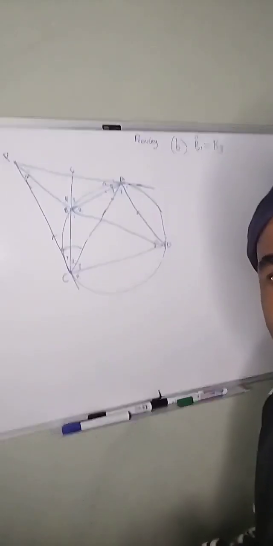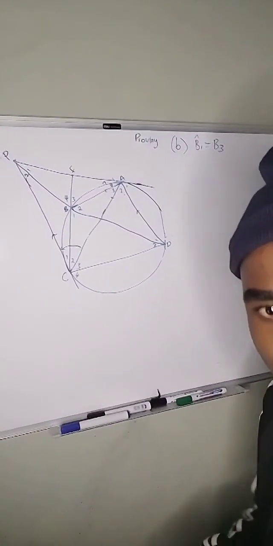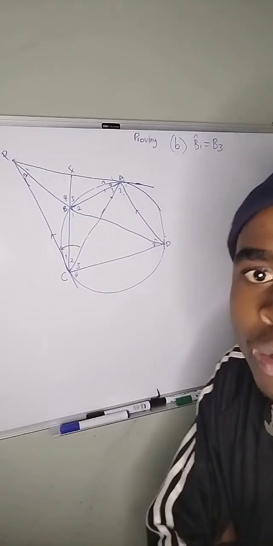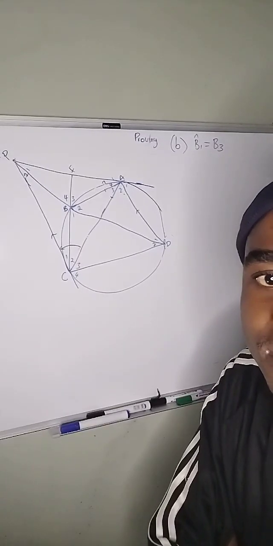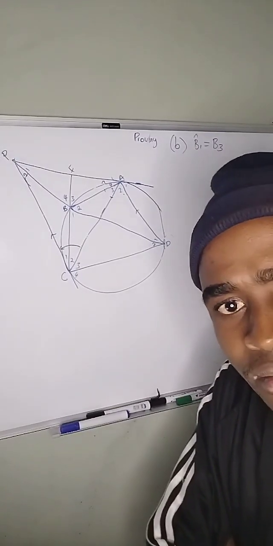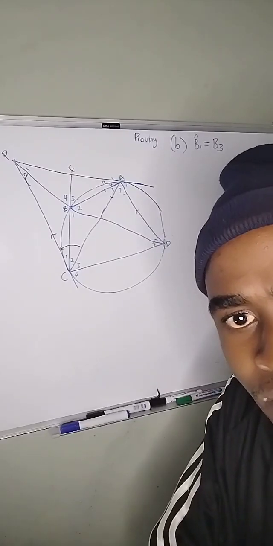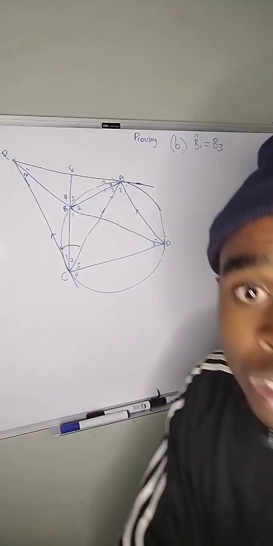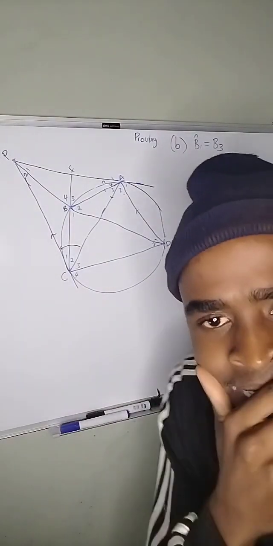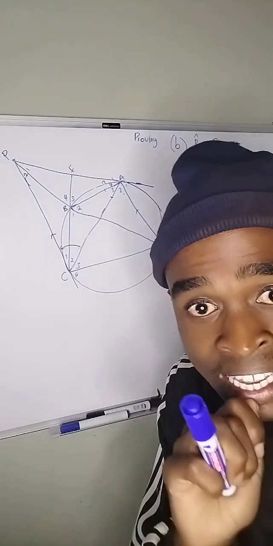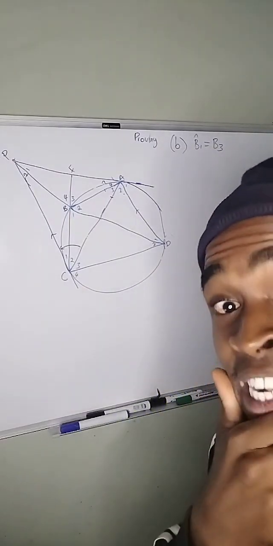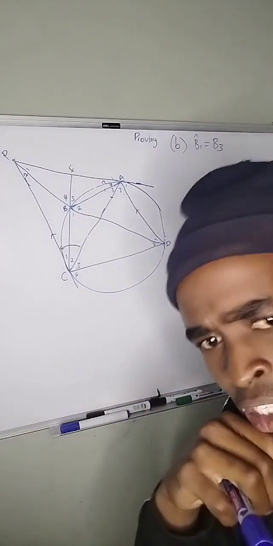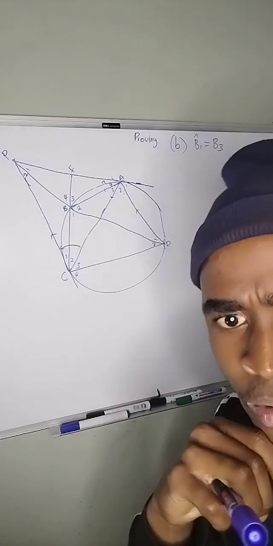So let me show you the diagram and just take a look at it. What is it that we can use in order for us to prove that B1 is equal to B3? Let me ask you a question, guys. Let's not rush. Do we have a cyclic quad in this diagram? Yes, no? Do we have a cyclic quad?